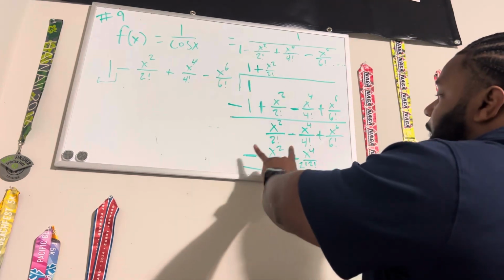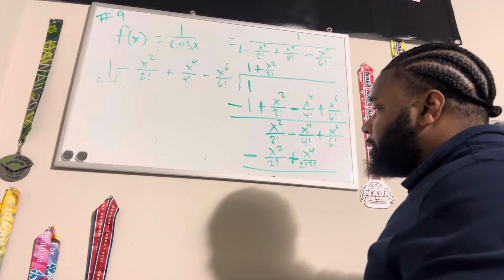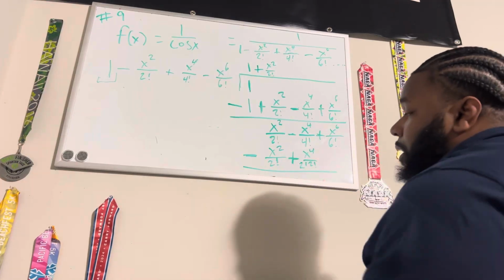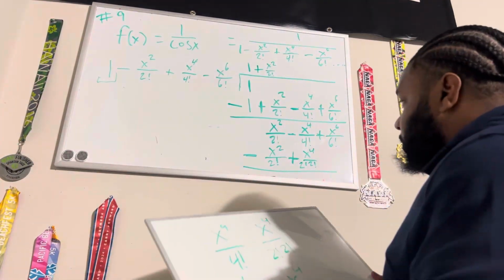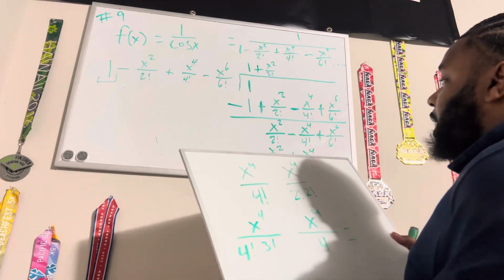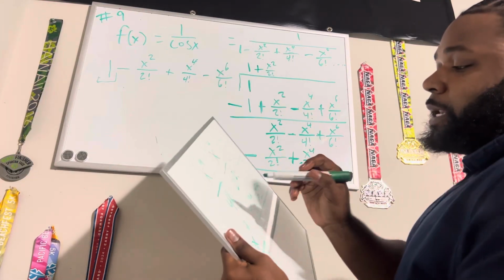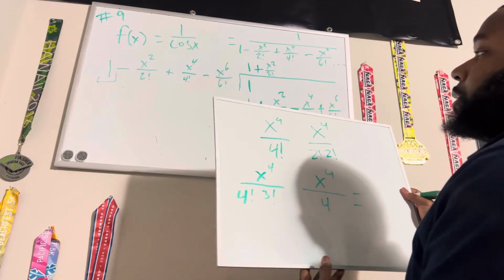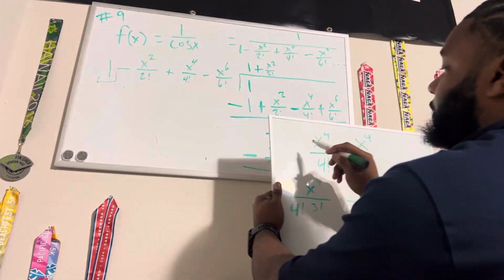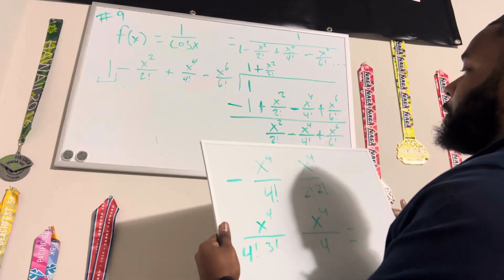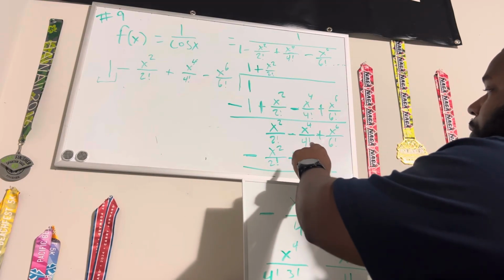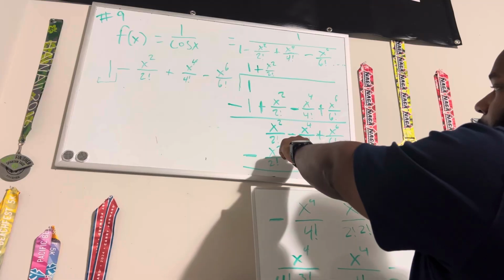This is the portion where I messed up. Even though I got the right answer, I didn't put this portion right here, because I knew the answer, of course. So we're going to do some scratch work. We have a negative x to the 4th over 4 factorial, which is what we have here.